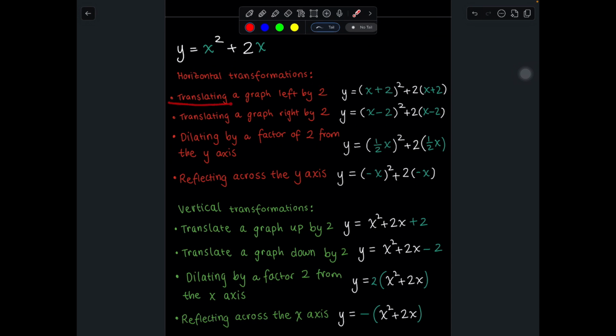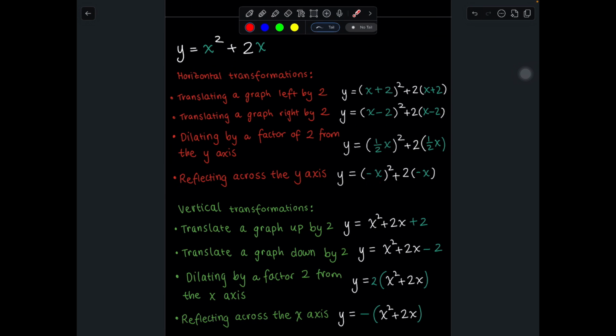Translating a graph left by 2 means that you replace every x value with x plus 2. Translating a graph right by 2 means that you replace every x value with x minus 2. Dilating by a factor of 2 from the y-axis means that you're still physically stretching the graph horizontally, so you're doubling the x values, but to apply this, you replace every x value with a half times x. Then reflecting across the y-axis, you just replace every x value with negative x.